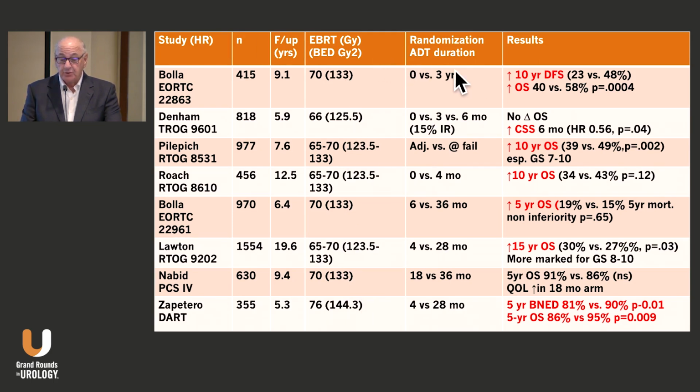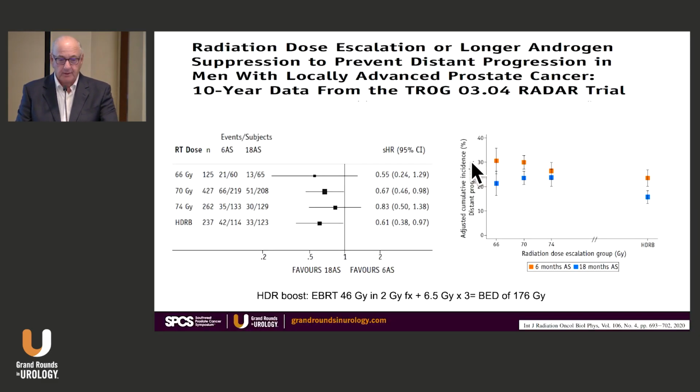But yet, when you look at the hormonal therapy, 0 versus 3 years, 6 months versus 36 months, and you look at the red, you see almost every study has an advantage to adding hormonal therapy. So from a wealth of data that's been published over the last 20 years, it has become standard of care when you're treating a high-risk patient with external beam radiation to give 2 years of hormonal therapy. And that has not changed in a long time, and it should change, and I'll show you why.